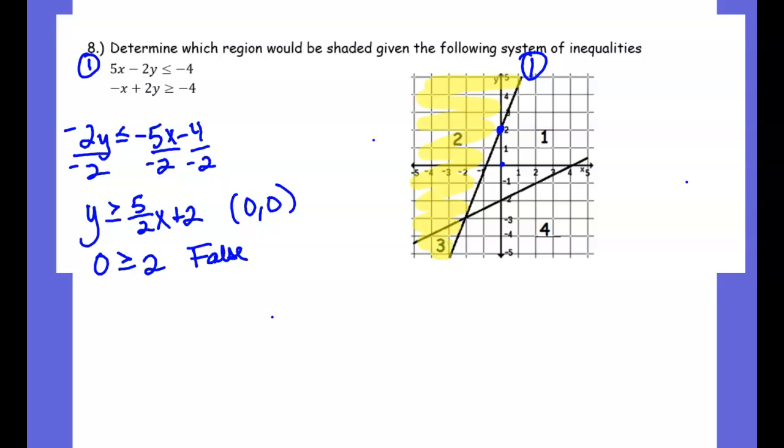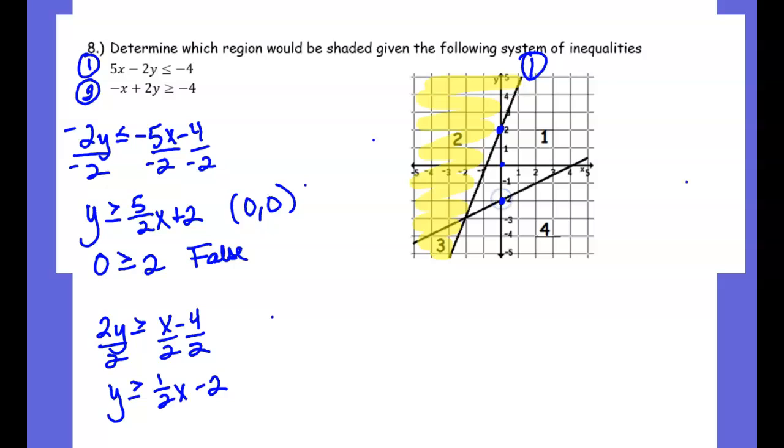Okay, now I'm going to work with the second equation. I'm going to bring the x to the other side, and I get 2y is greater than or equal to x minus 4. And then I divide both sides by 2. y is greater than or equal to 1/2 x minus 2. So that lines up with this. Looks good. Now I'm going to test the point (0, 0), and when I do, I get 0 is greater than or equal to negative 2. That's a true statement. So that means I'm going to shade everything above that line. When I do that, the double shaded region is region 2. So there it is. The answer is region 2.